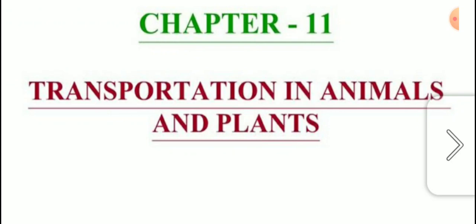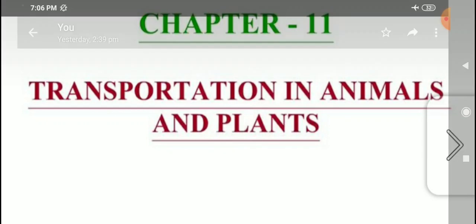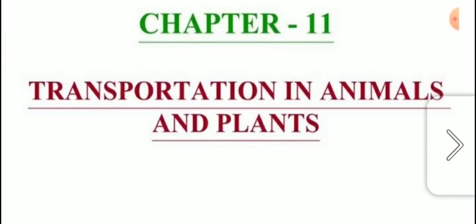Arteries and veins. What is the main function of arteries? The arteries carry oxygen-rich blood from the heart to all parts of the body. Do you remember arteries? What is the main function of veins? Veins carry carbon dioxide-rich blood from all parts of the body.